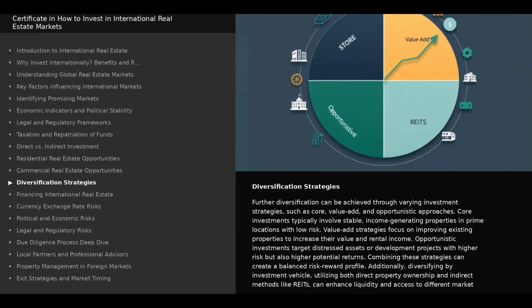Additionally, diversifying by investment vehicle, utilizing both direct property ownership and indirect methods like REITs, can enhance liquidity and access to different market segments. A well-diversified international real estate portfolio is designed to withstand market volatility and achieve long-term growth. This comprehensive strategy is key.